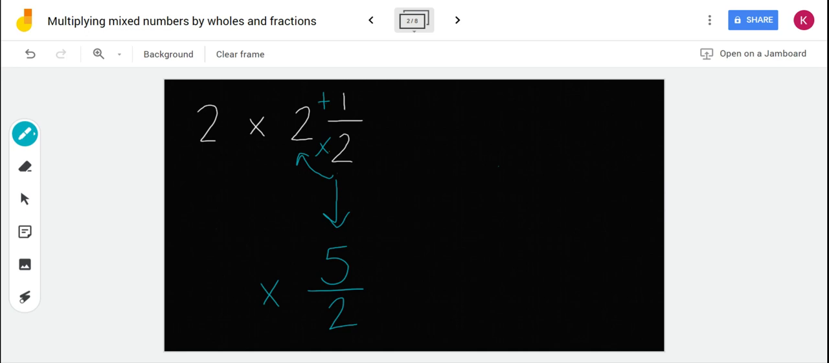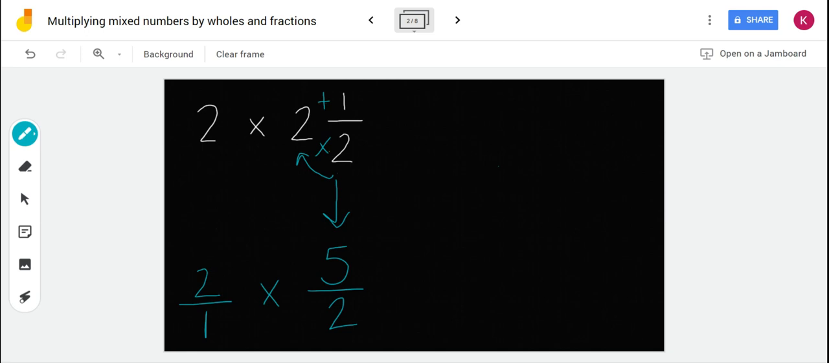And then I have my whole number of 2. And just like in previous lessons, you know that that whole number is actually a fraction. And we can make it a fraction by putting it over a denominator of 1. And now this looks like something you have just done in previous lessons. Now I need to multiply these 2 fractions.